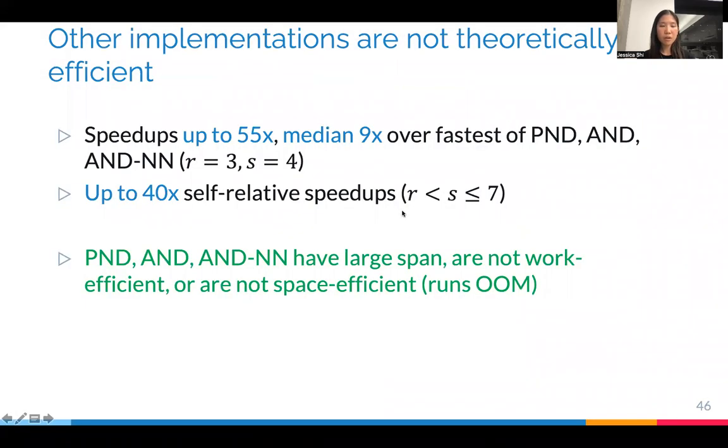So overall, we see speedups of up to 55x with a median of 9x over the fastest of the 3 previous best parallel implementations for r equals 3 and s equals 4. And we also see up to 40x self-relative speedups for r less than s less than or equal to 7. And notably, we have these significant speedups because PND, AND, and AND-NN either have large span, or are not work efficient, or are not space efficient and run out of memory.